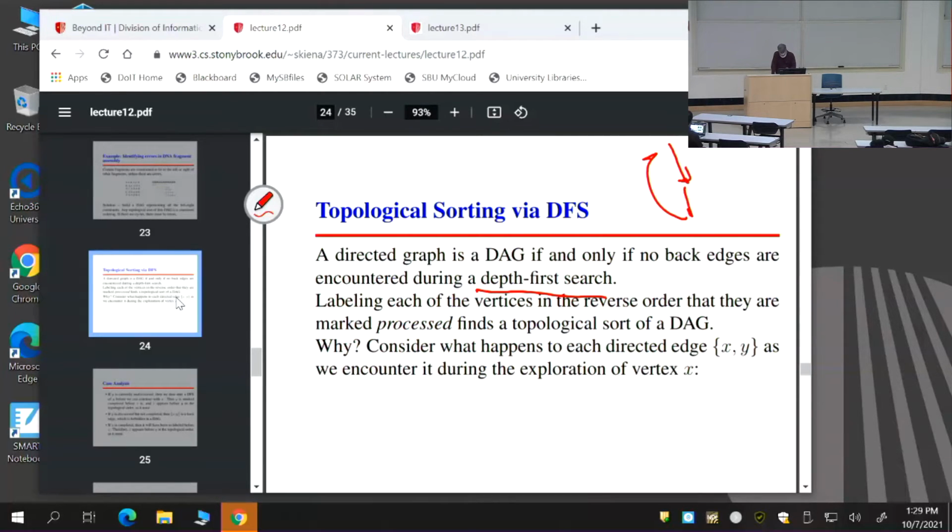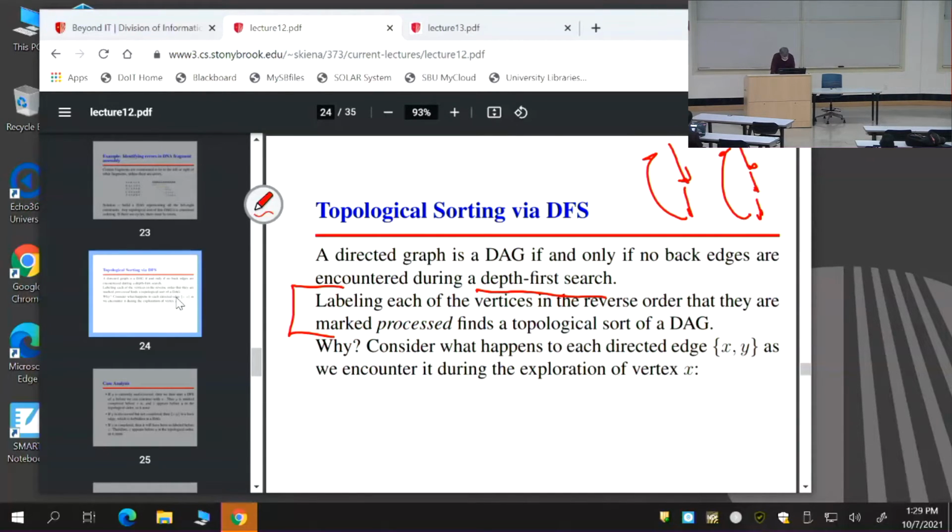One thing I showed you was you could identify directed cycles using depth first search, right? If there was a cycle in a directed graph, by just doing the search, the moment you had a back edge, that meant that you had a cycle. Basically, labeling the vertices in reverse order of when they were marked processed, which is exactly the finishing time, gives you a way to topologically sort the DAG.